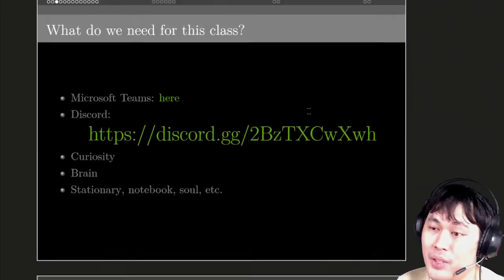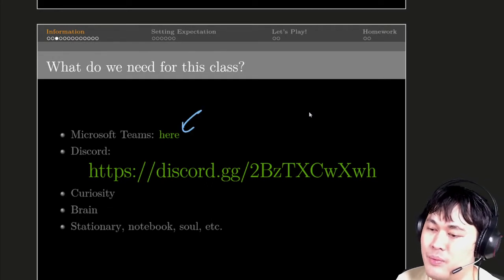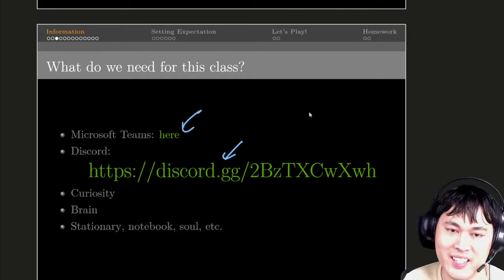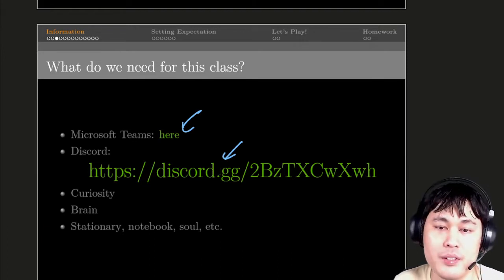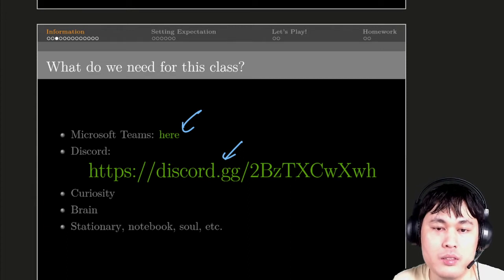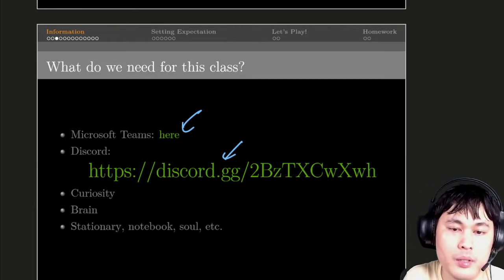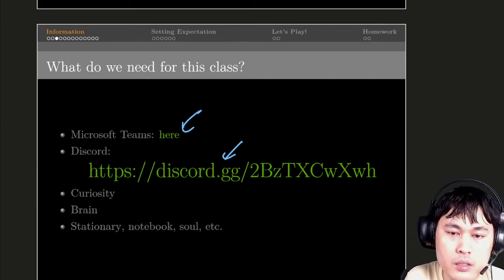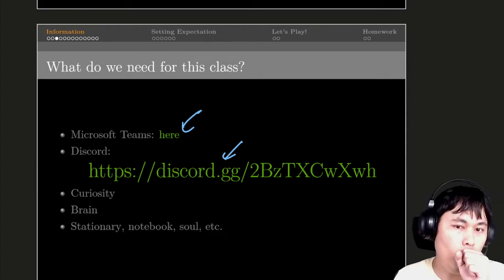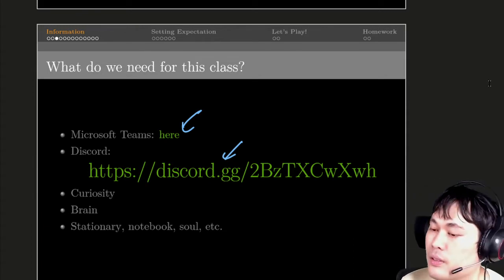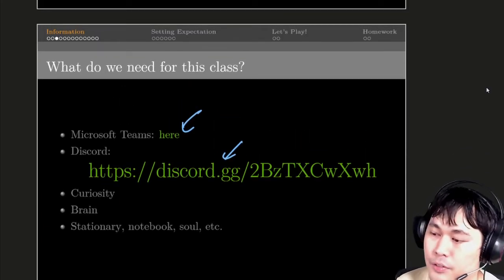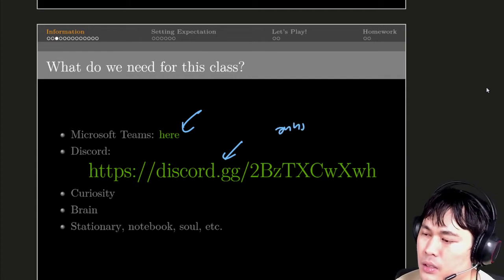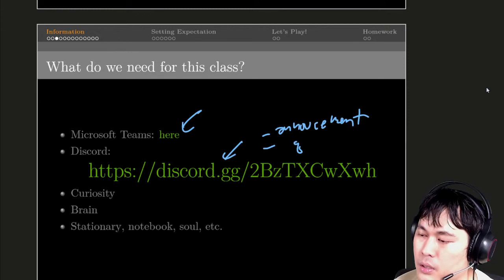Right, what do we need for this class? So we have Teams, which is where we are, and we have Discord, which is on the link I already sent to you in chat. If you don't get the link, let me know. Maybe I should post it again, just in case you are not here. This is for announcements or some questions.